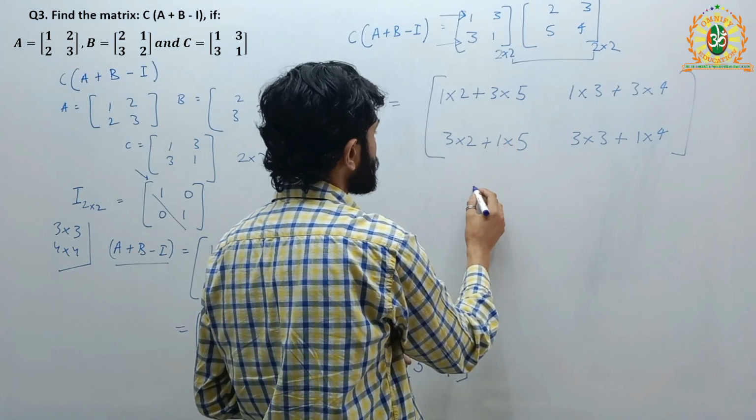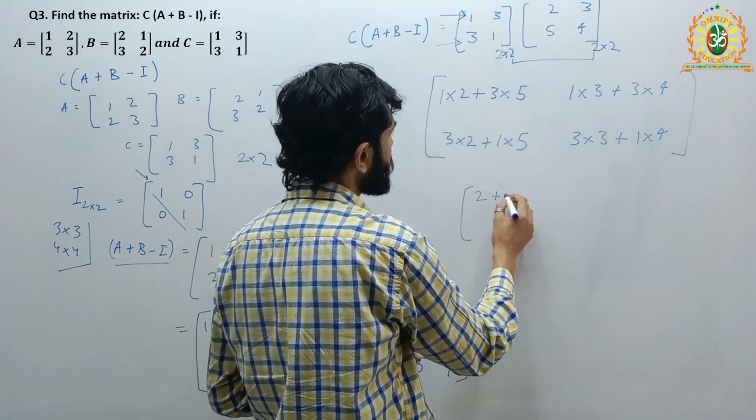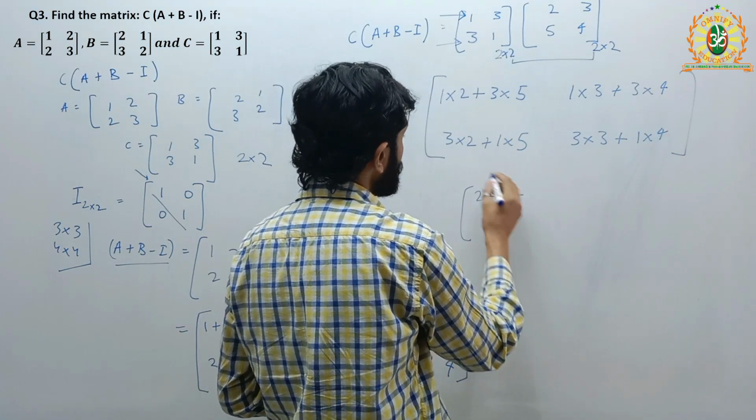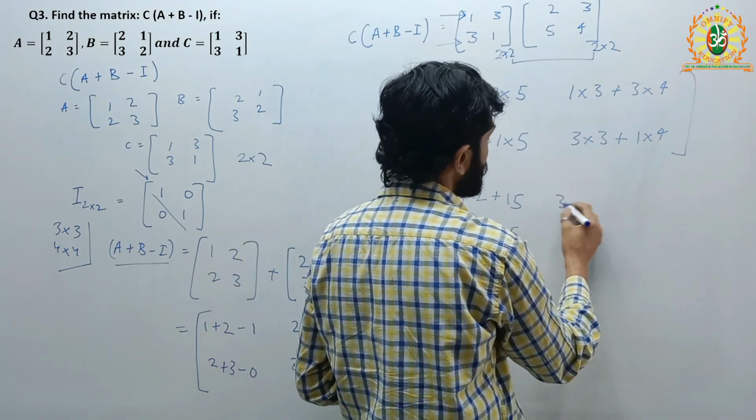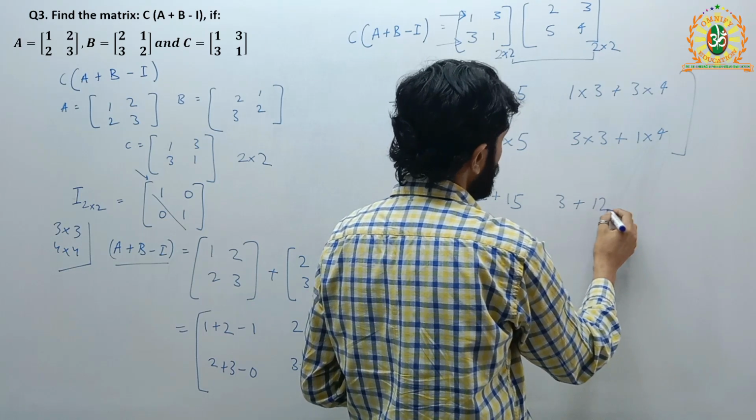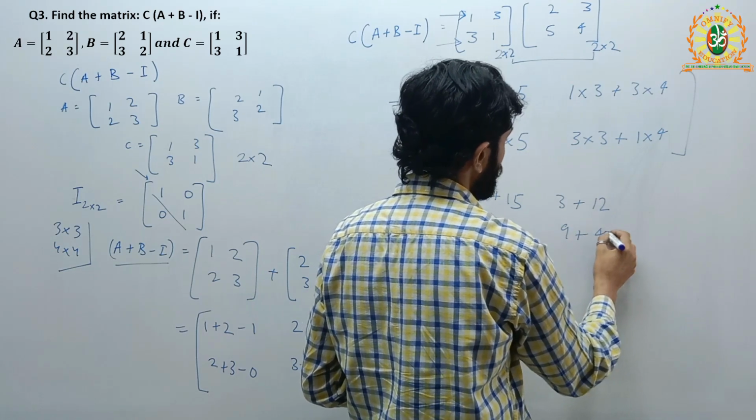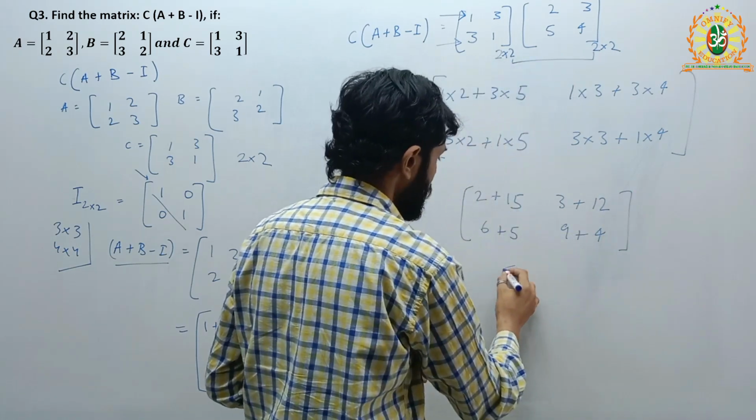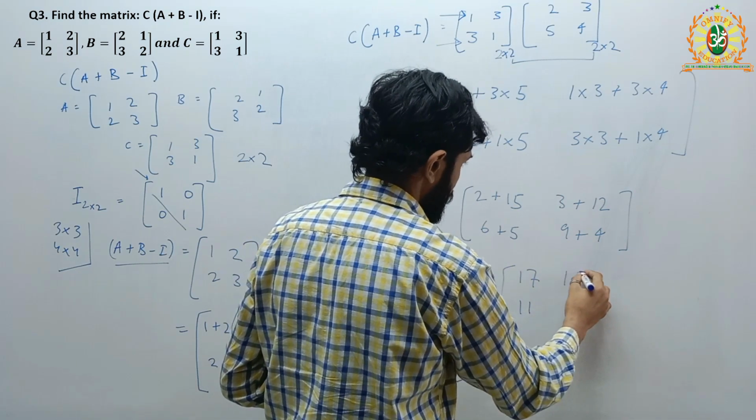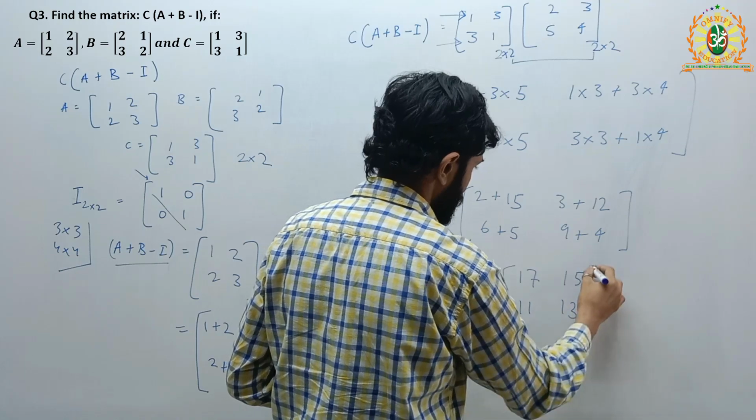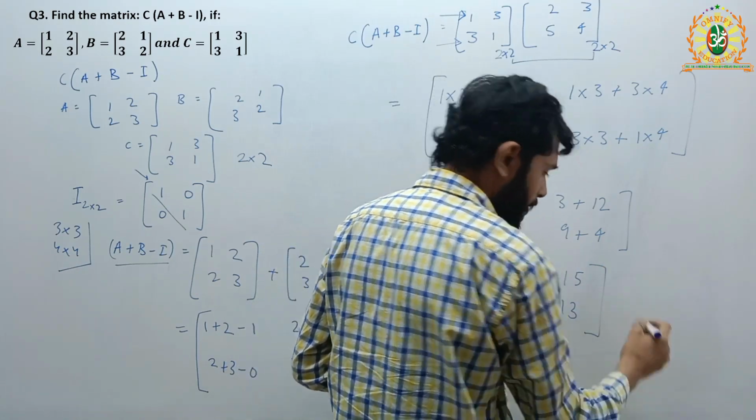So you get the answer as 2 plus 15, 6 plus 5, and 3 plus 12, and 9 plus 4. So your final answer would be 17, 11, 15, 13. This is your required answer.